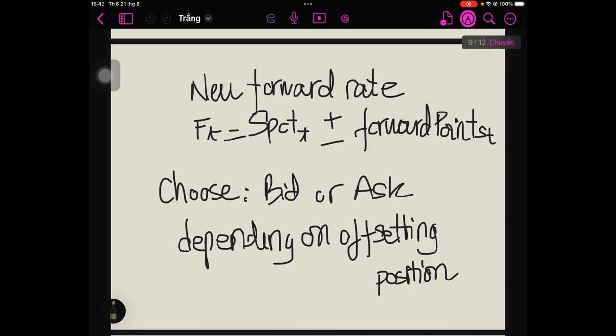Step two is to determine the appropriate current forward rate. We calculate the current forward rate from the current spot rate plus or minus current forward points. You must determine whether to use the bid or ask. That depends on the direction of the offsetting transaction. If you are effectively selling the base currency, you use the relevant bid. If you are buying the base currency, you use the relevant ask.